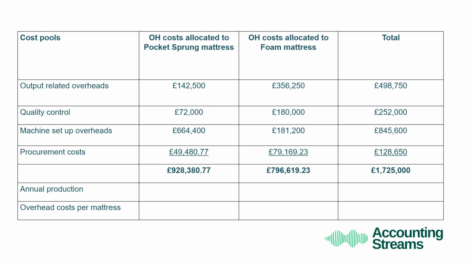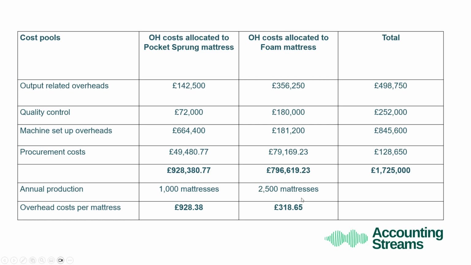But the question has asked us to work out the total unit cost. So the cost of making one pocket sprung mattress, the cost of making one foam mattress. To calculate the total unit cost, we need to work out the overhead cost per unit first, right? So in this case, the total overhead cost for pocket sprung mattress, which is 928,000, needs to be divided by the total number of mattresses we need to make in a year, which is 1,000 for pocket sprung mattress.